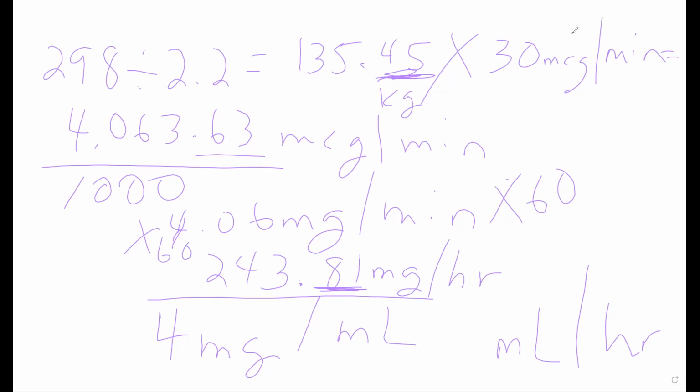All right, so now your milligrams crosses out here and you're left with mLs per hour. Now all you have to do is the final math step. Divided by 4. That gives you 60.95. And for this one, they want you to round it to the nearest tenth, even though they don't tell you that. So it's going to be 61 there.